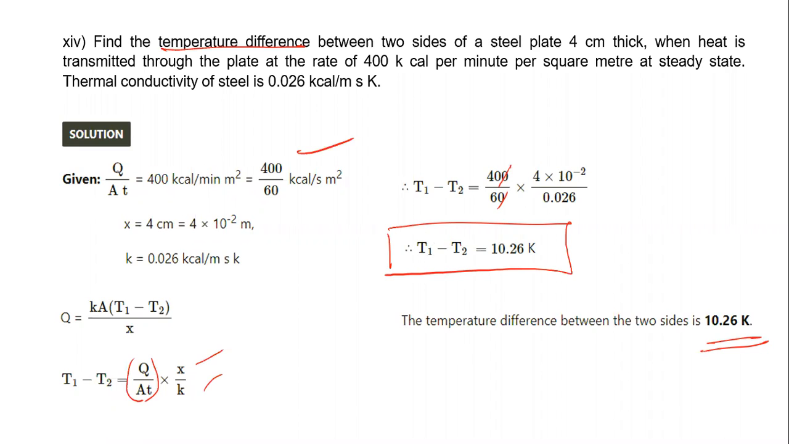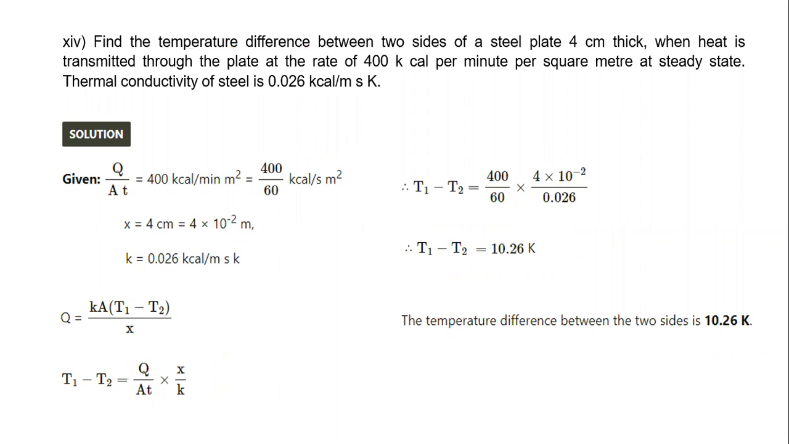So why is the unit Kelvin? Because here you can see K is given in Kelvin. If it is degree Celsius, I can write the unit degree Celsius here. But here the unit is Kelvin. So we have written it in Kelvin.